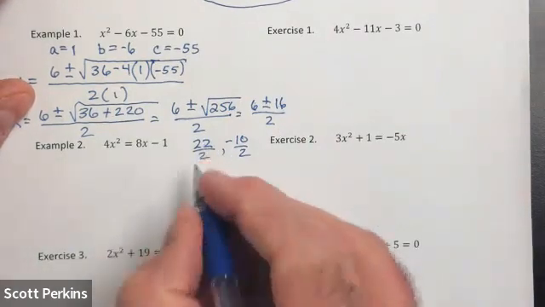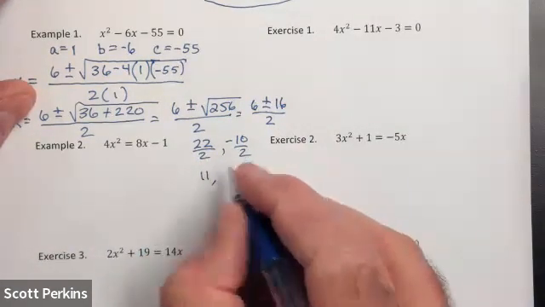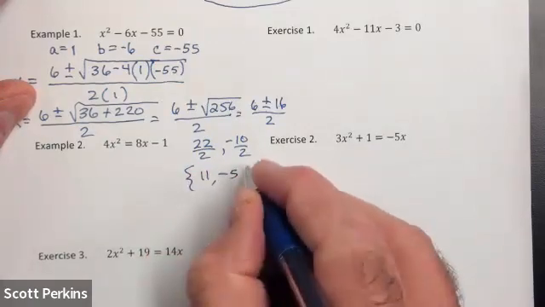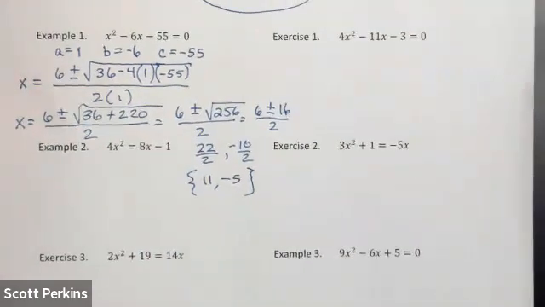And 22 over 2 is 11. Negative 10 over 2 is negative 5. And you see that I got the same 2 answers as I got when we factored it up at the top. So you're not going to end up with different answers. If you don't like factoring, if that doesn't really appeal to you as far as solving these, you can use the quadratic formula for any and every equation that you're going to solve.